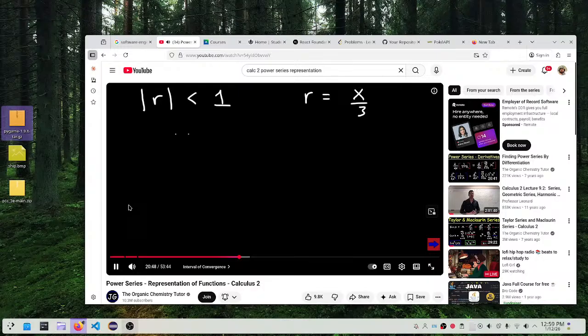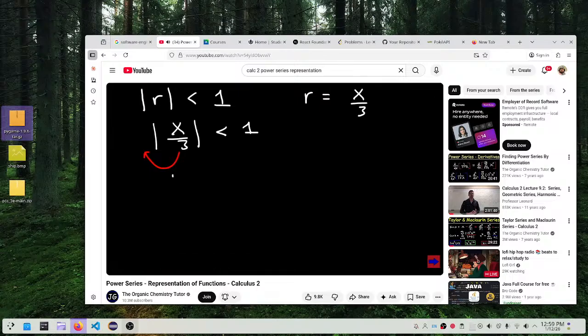Let's find the interval of convergence for this problem. And let's start with this expression. Now we said that the common ratio is x over 3. So therefore the absolute value of x over 3 is less than 1.